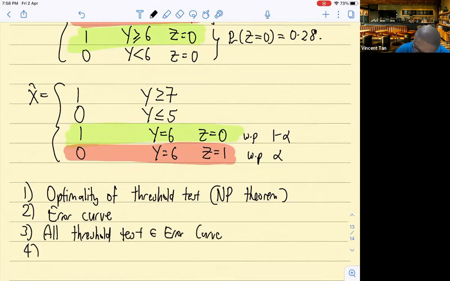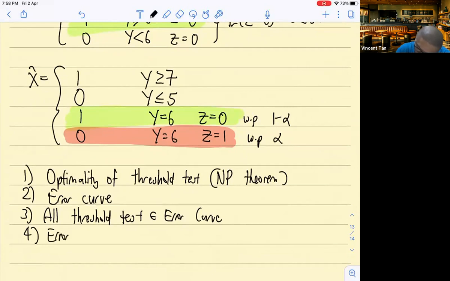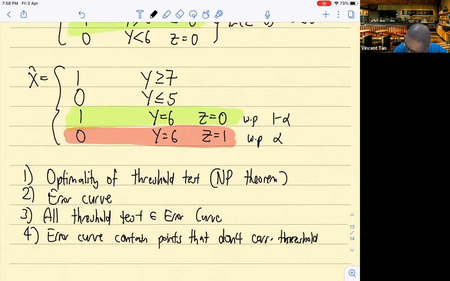But in the discrete case, all right, the error curve can contain points that don't correspond to threshold tests. And we need to use randomization to achieve all points on the error curve. And randomization, you don't need to toss a dice. You only need to toss a coin. You only need to randomize between 2 threshold tests. Okay, so that is the summary for today.